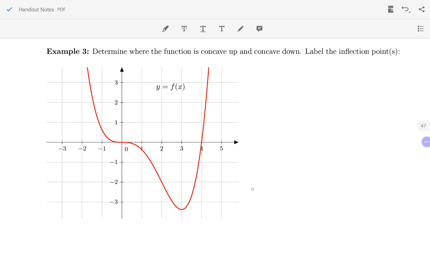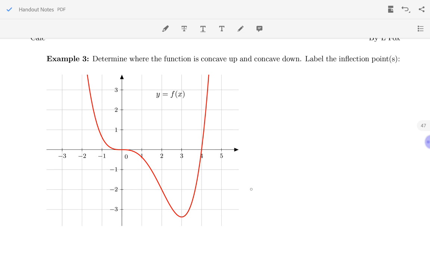So here we are on page 47. We're going to look for our extrema. So we're going to look for relative max, relative min, absolute max, and absolute min.